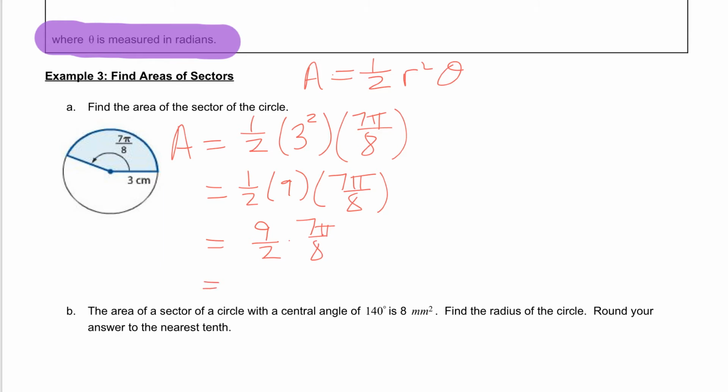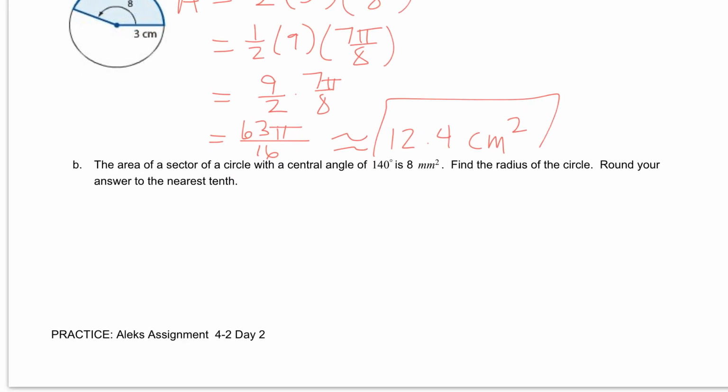Multiplying across the numerator, we get 63 pi. And multiplying across the denominator, we get the denominator to be 16. And then we can plug that in our calculator to get approximately 12.4 centimeters squared. Then let's take a look at letter B.